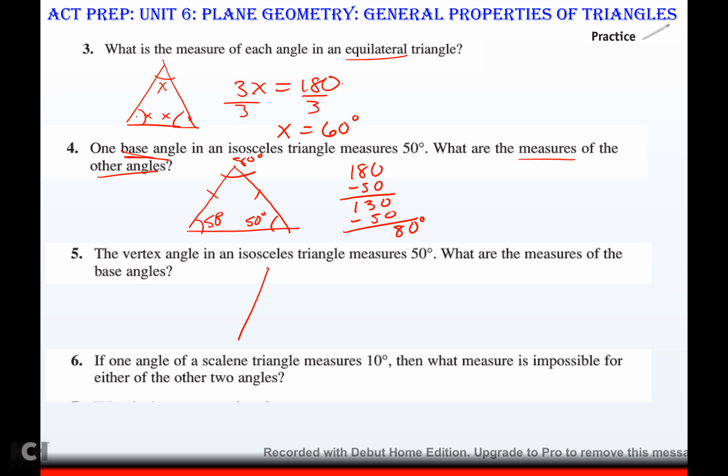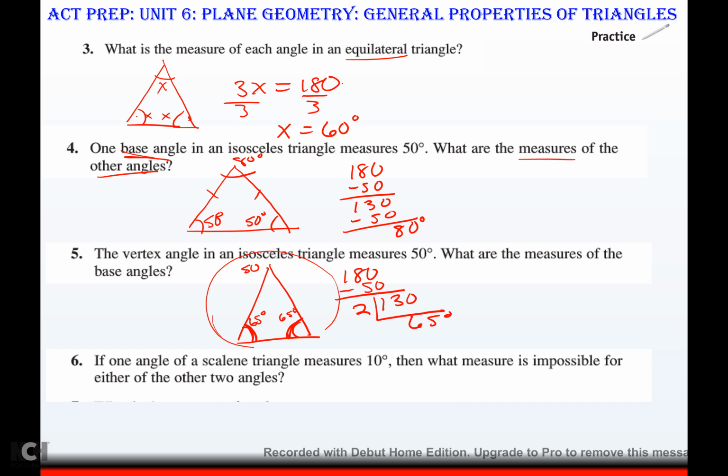5, the vertex angle in an isosceles triangle is 50 degrees. What are the measures of the base angles? Well, if I take 180 degrees for all 3 angles and I subtract off the first angle, that leaves 130 degrees that I have to split in 2 because these base angles are equal. So that's going to give me 65 degrees for each of these.